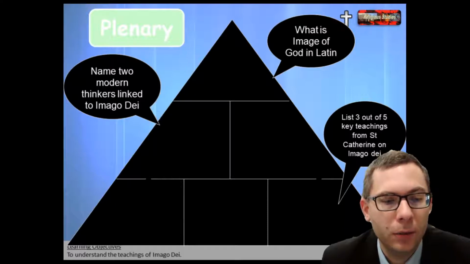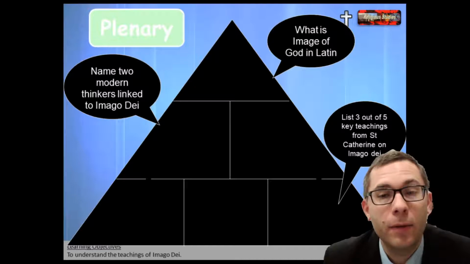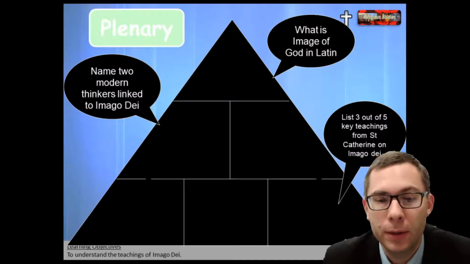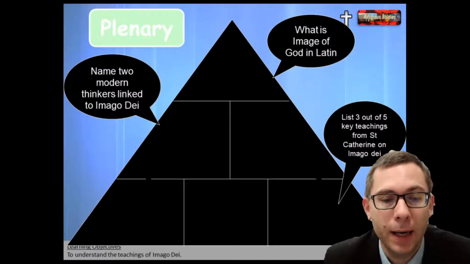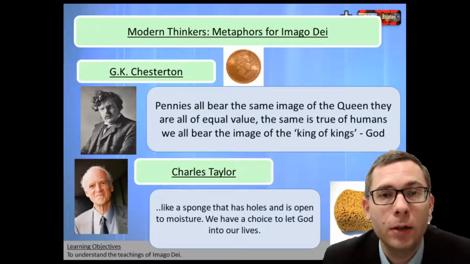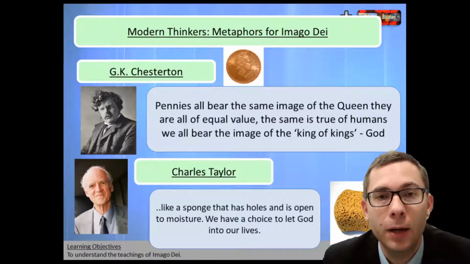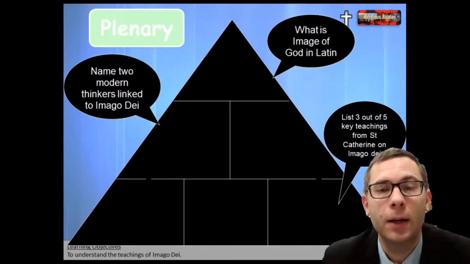Brilliant. So what I'd like you to do just before we go on to our exam question is to draw out this triangle in your book and split it the way that I've got here. So which is it that's about the image of God in Latin? Then I'd like you to come up with 2 modern thinkers about Imago Dei from the work we've done today. And then list 3 out of the 5 key teachings from St. Catherine of Siena on Imago Dei. Get that done, and then in fact, let me just help you with that. Here's some more information for you that will help you with that. So have a quick read over that, pause me, have a read over it, then we'll go back to that triangle. Okay, so now you should be able to get on and do that task.